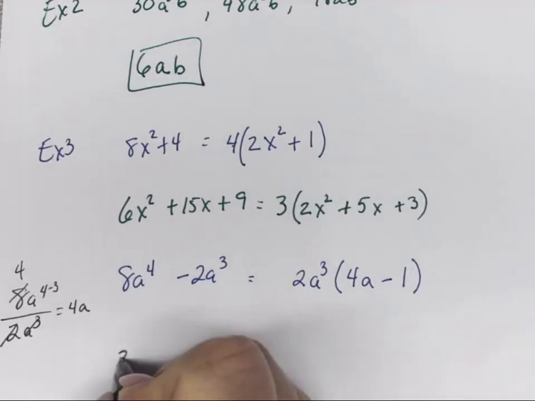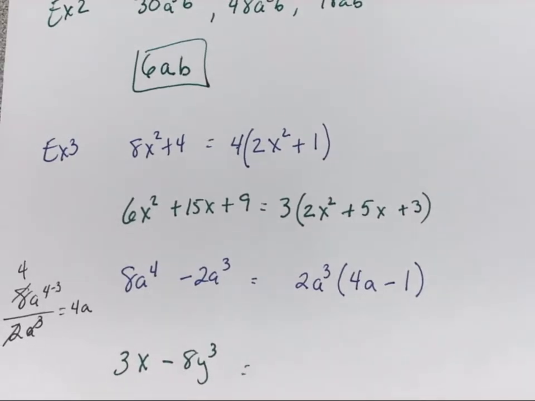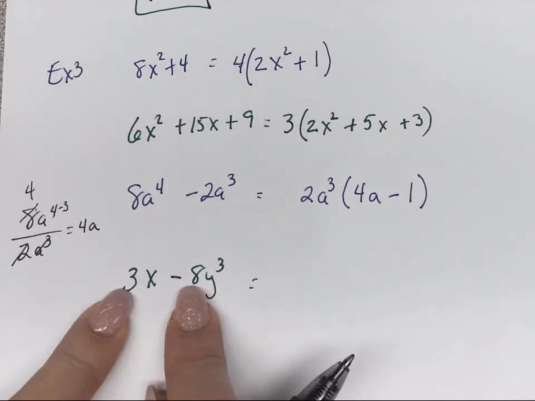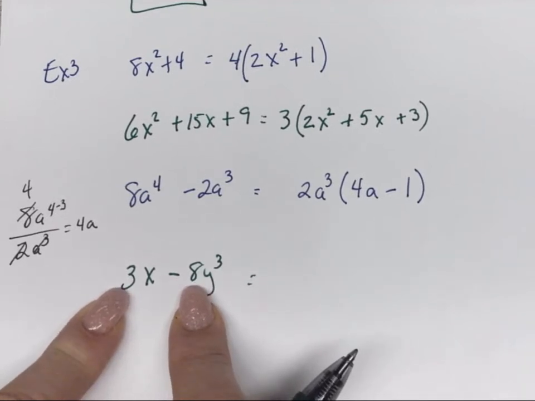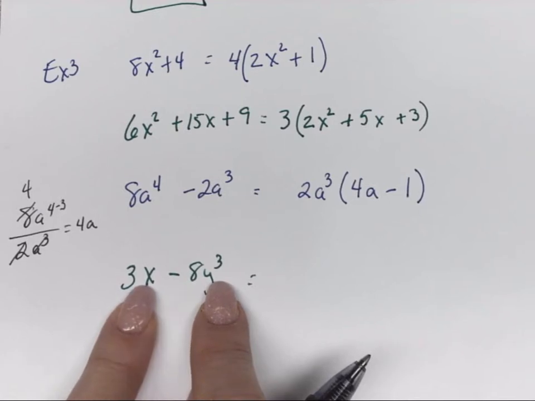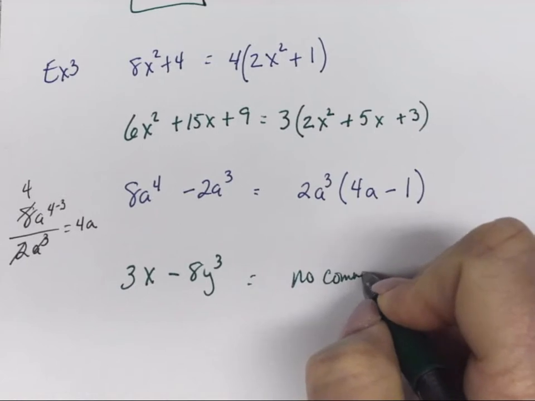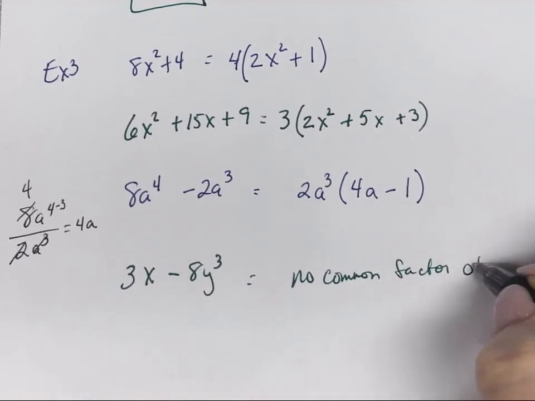All right, what about 3x minus 8y cubed? Well, I have a 3 and an 8. 3 is a prime number. It's not divisible by anything else, and it does not go into 8, so we can't pull out a number. And this term doesn't have the x, and this one doesn't have the y, so there are no common factors other than 1.